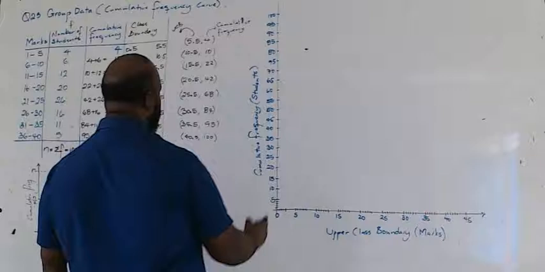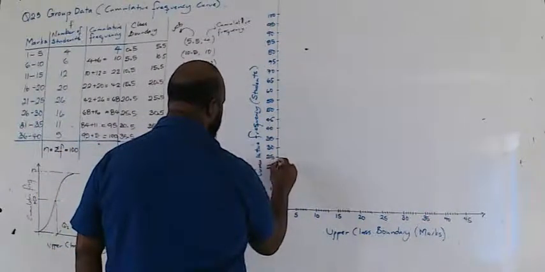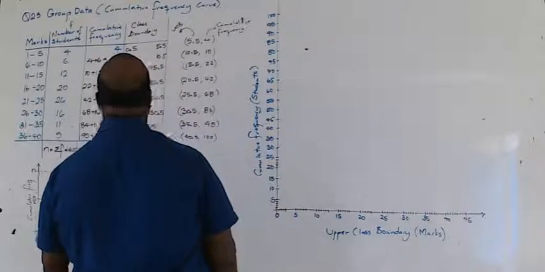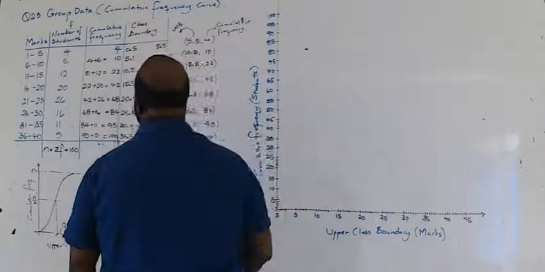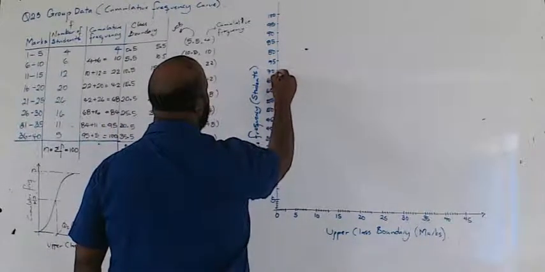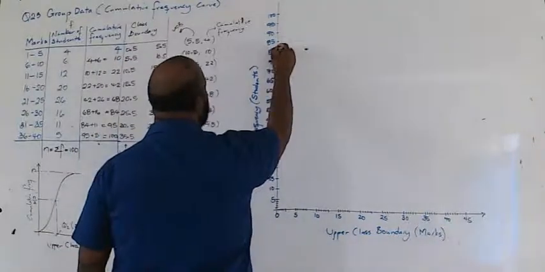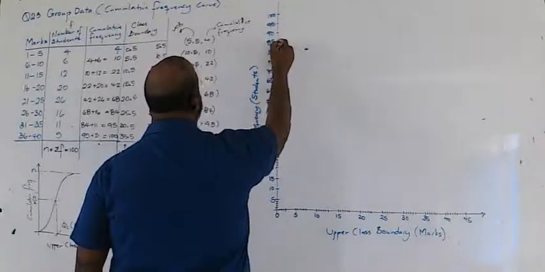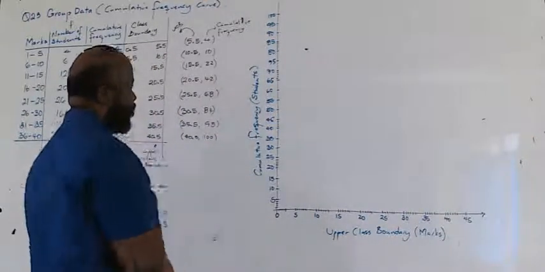10, 22. Then we have 42. We have 68. We have 84. We have 95 and 100.